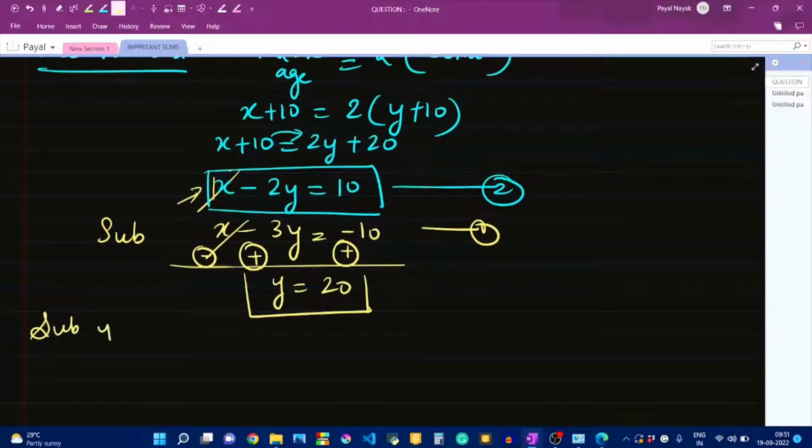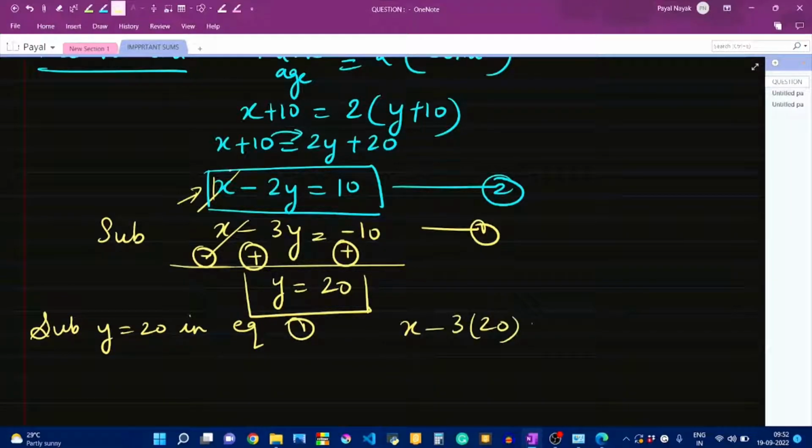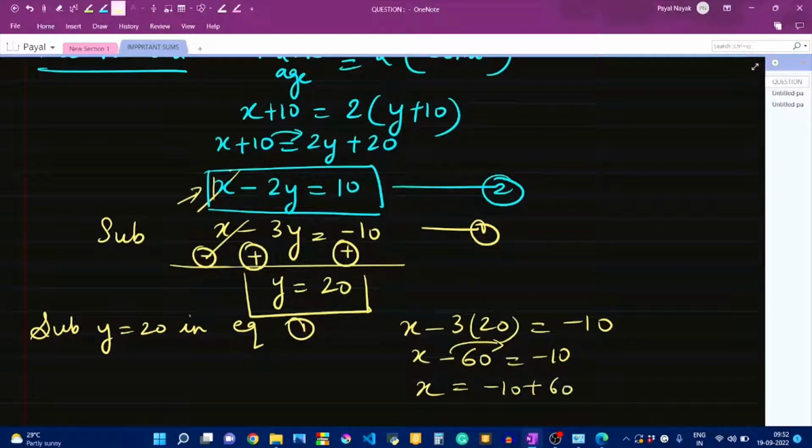So when you substitute y is equal to 20 in any of the equations, let me substitute it in say the first equation. So x minus 3 into 20 is equal to minus 10. So what do you get? 3 twos are 6, that is 60, minus 10. So when this minus 60 goes on the other side, you get minus 10 plus 60. So x is equal to 50.